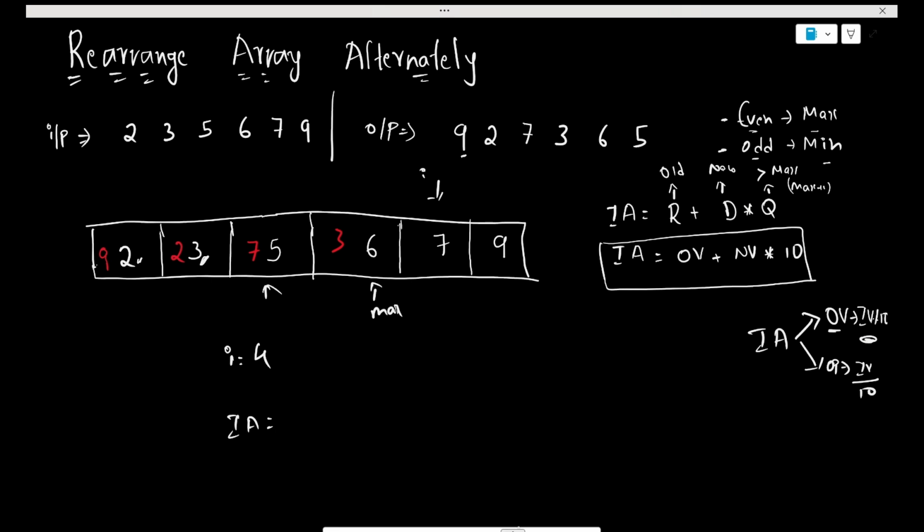Intermediate answer is equal to old value, which is 7, plus new value. I is equal to 4, which means even. Even is pointing max. Here max is pointing to 36. 36 is the intermediate value. So we need 6, not 36. So 36 percentile 10, that is 6. So 6 into 10, that is 60, plus 7, 67.